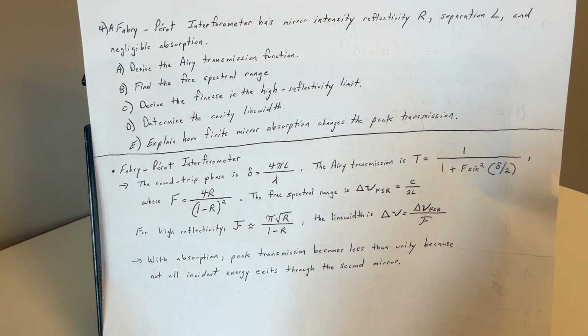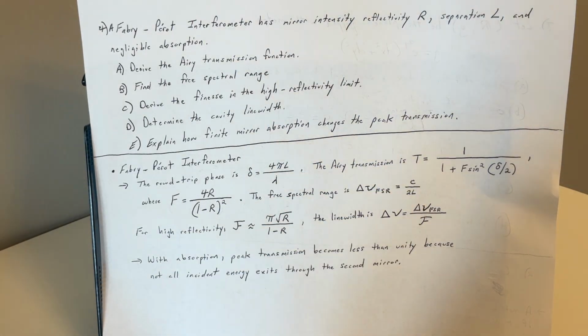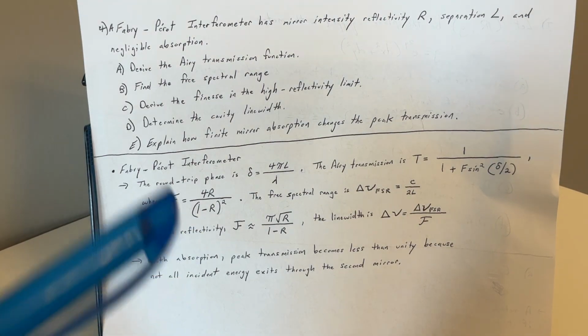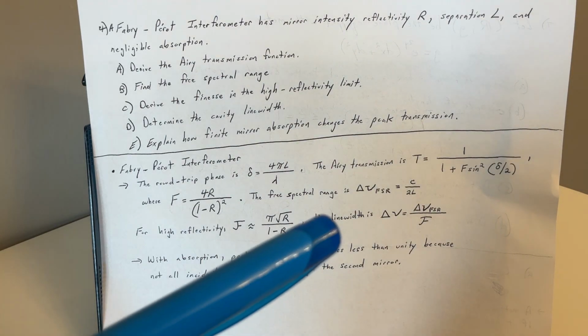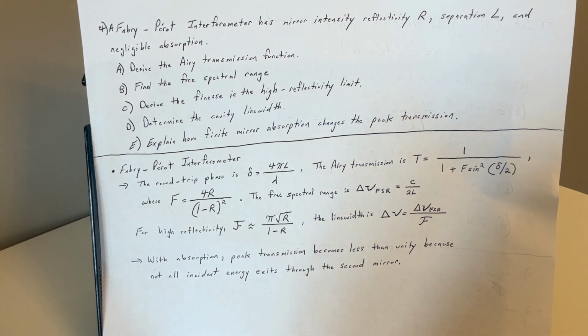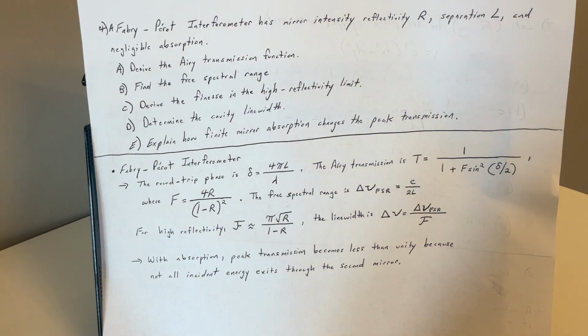So the round trip phase is delta, pardon me for that horribly drawn delta. Delta is equal to 4 pi L over lambda. The Airy transmission is equal to 1 over 1 plus F sine squared of delta over 2, where capital F is equal to 4R over 1 minus R squared. And the free spectral range is delta nu sub FSR equals c over 2L. For high reflectivity, the finesse is equal to pi times the square root of R over 1 minus R.